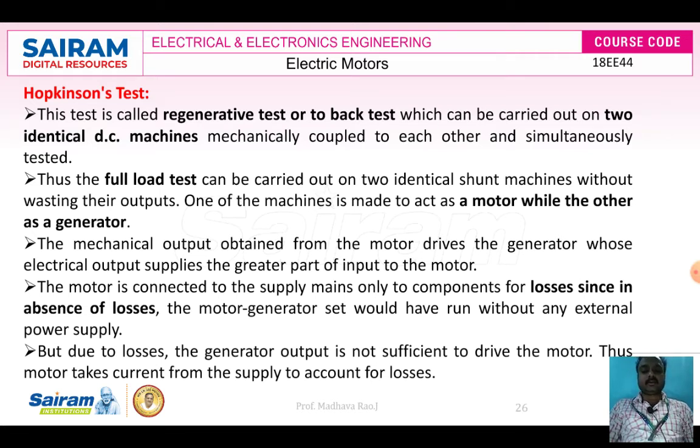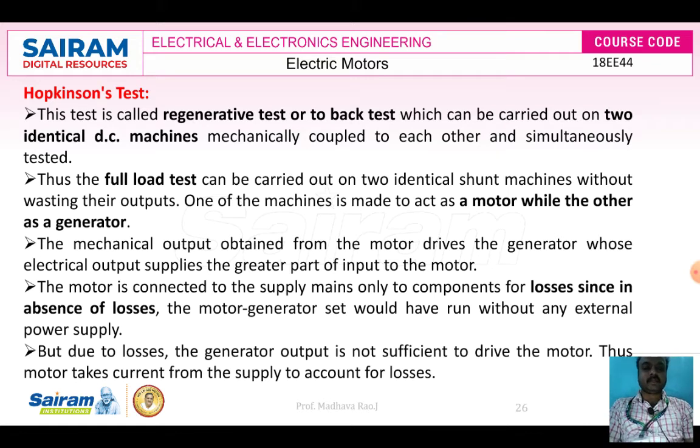But due to losses, the generator output is not sufficient to drive the motor. Thus motor takes current from the supply to account for losses. So motor we cannot run with the generator output itself, since both are identical machines. Generator will have losses. With generator output we cannot run the motor, so we need to take the supply to the motor from external. So here motor takes current from the supply to account for losses.